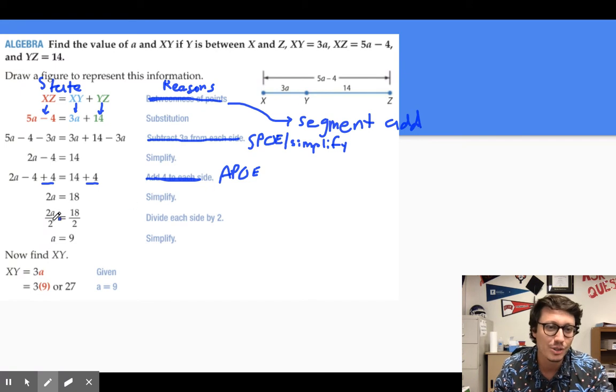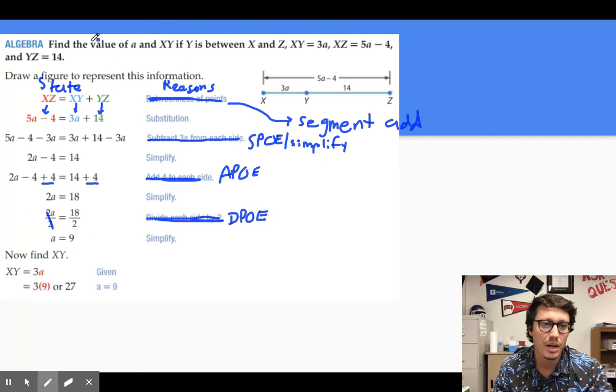Okay, our next one is that we divide by 2 to get rid of here. Those cancel out. 18 divided by 2 gives us 9. Again, instead of saying divided by 2 each side, we would say that this is using the DPOE, the division property of equality, and we get our answer of a equals 9.